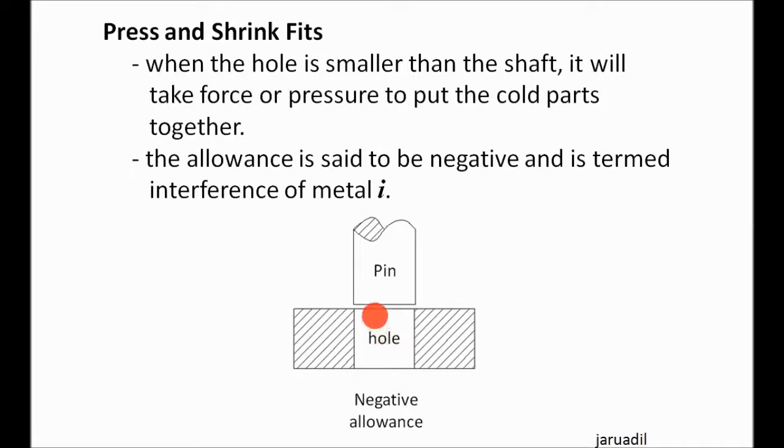Interference. Yung difference yan. Okay, ito yung na-compute natin na minimum difference. It is equal to I. Allowance is equal to I when dealing with shrink fits. Makita nyo sa figure, mas malaki yung pin kaysa sa hole. This is the negative allowance or the interference I.